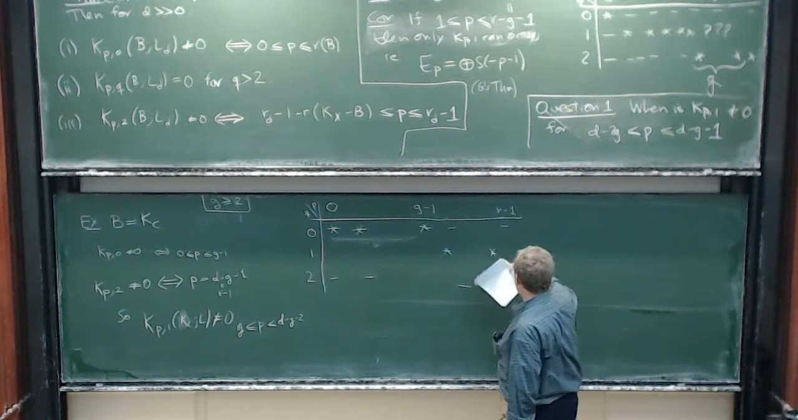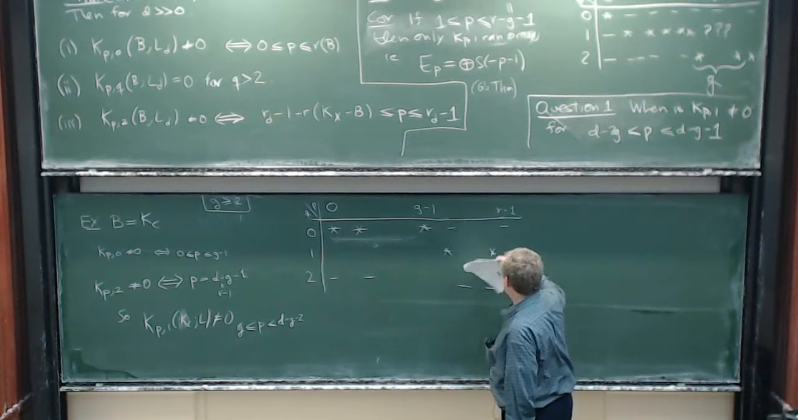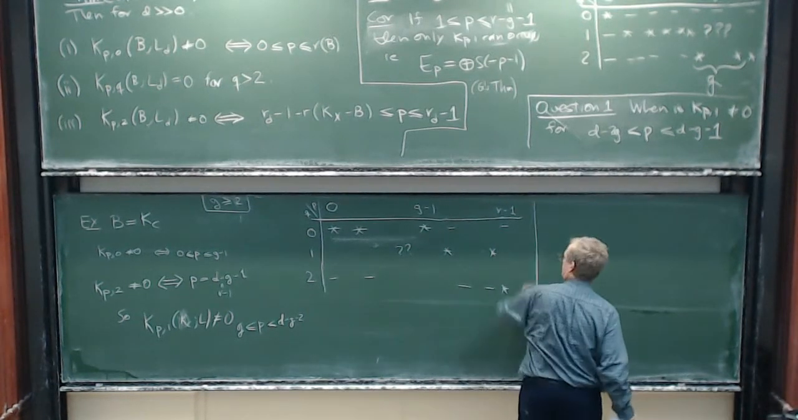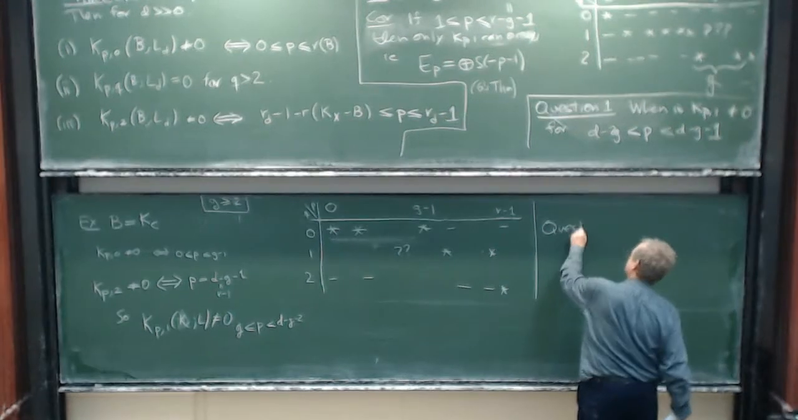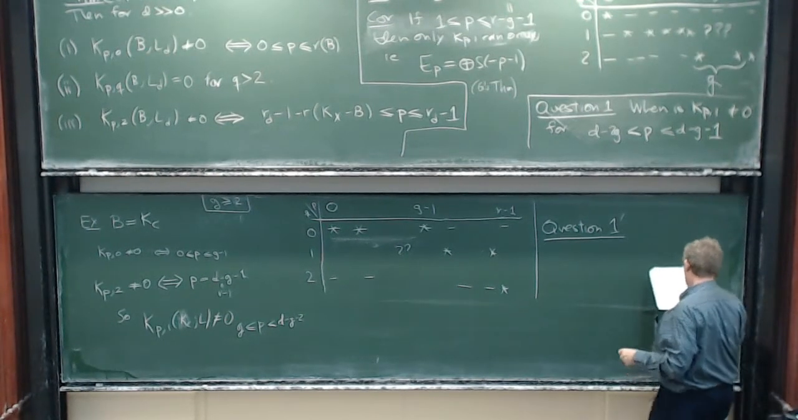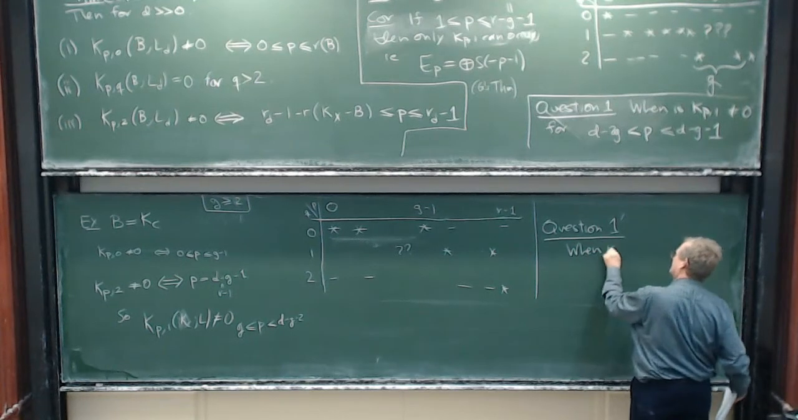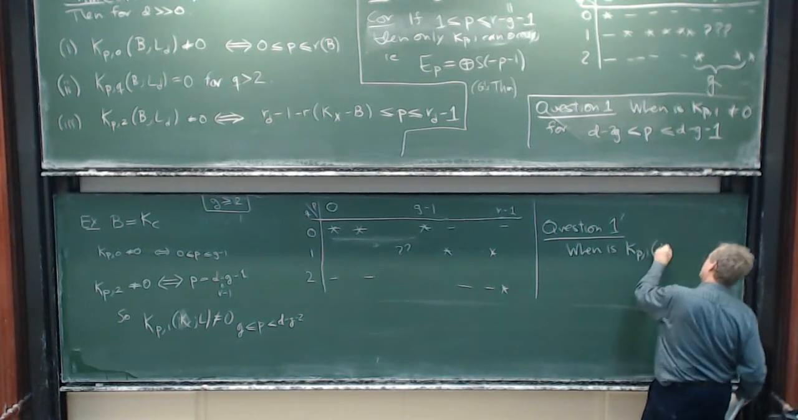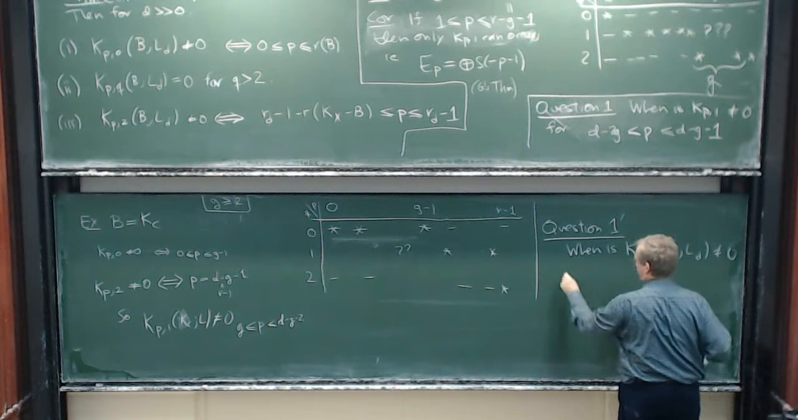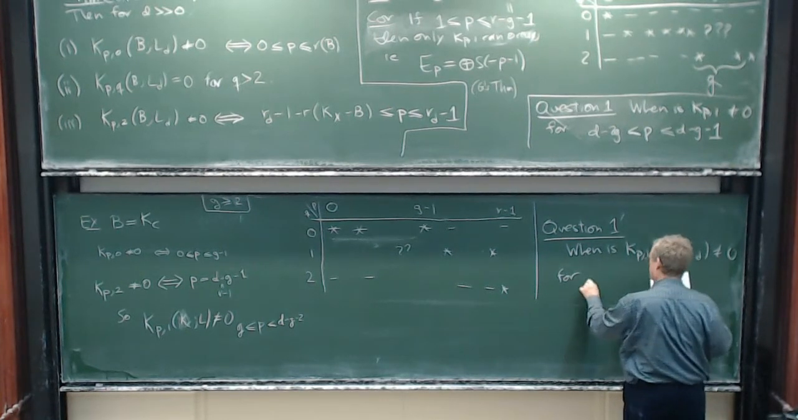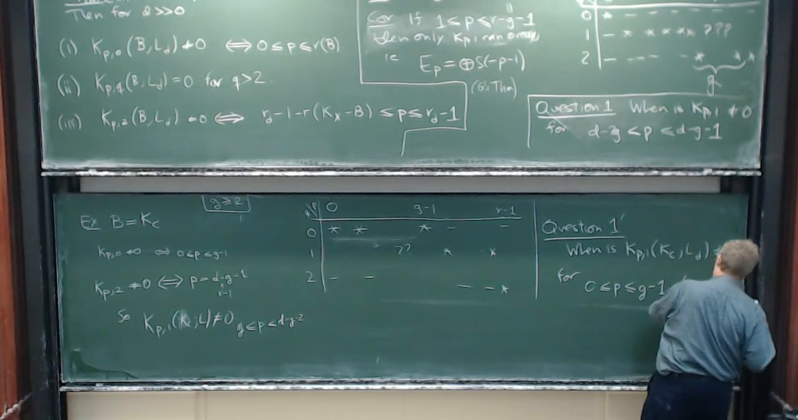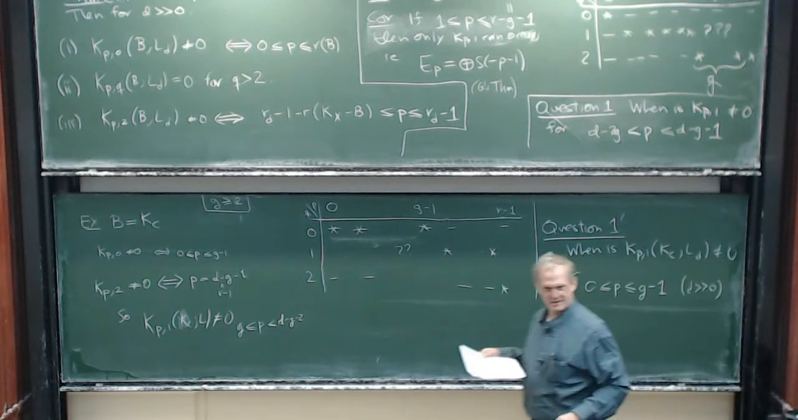Well, what we don't know, and this is actually not going to be a problem, is when they exist here. So let's call this question 1 prime: when is K_{p,1} of the canonical bundle with respect to L_d non-zero when d is very large, in this mystery range, for 0 ≤ p ≤ g-1 and d very large? That's the thing that's not governed by what we've written down.